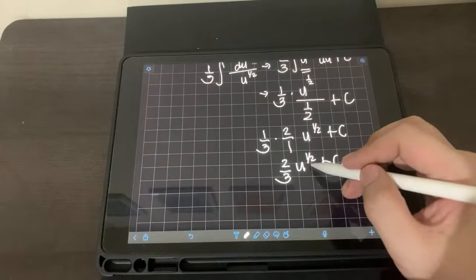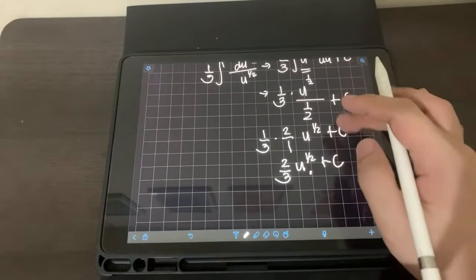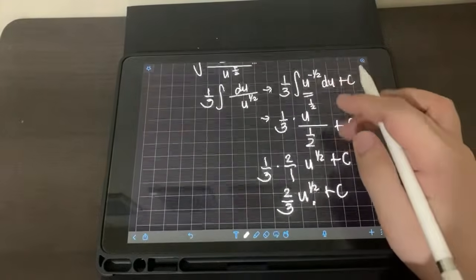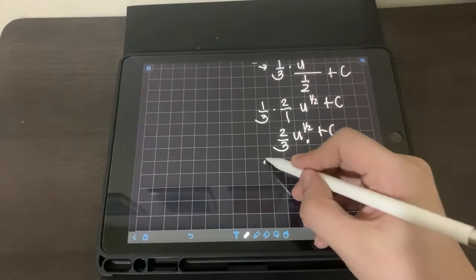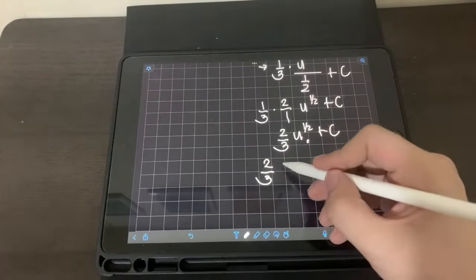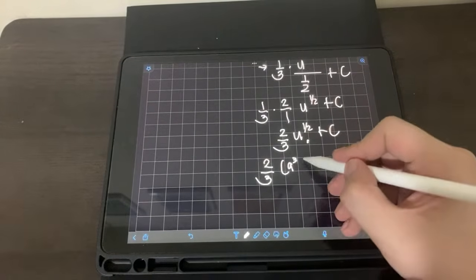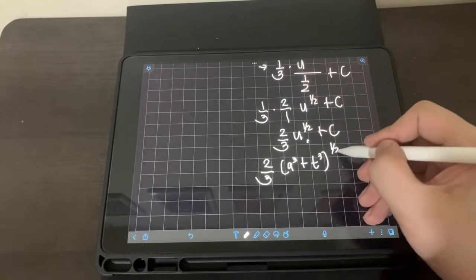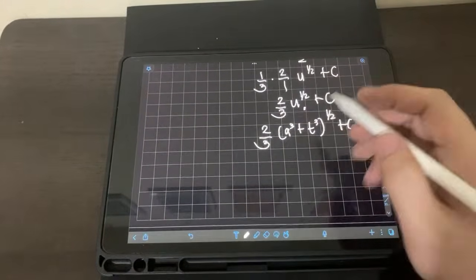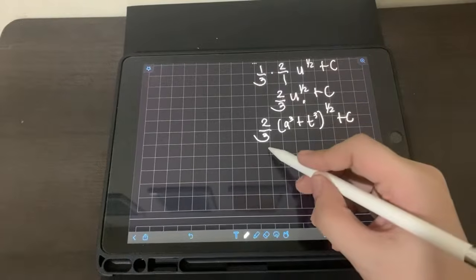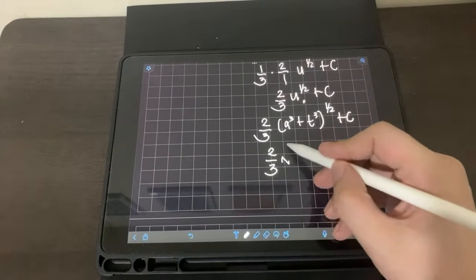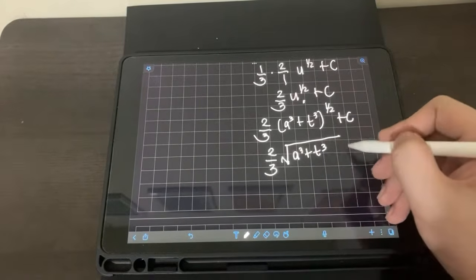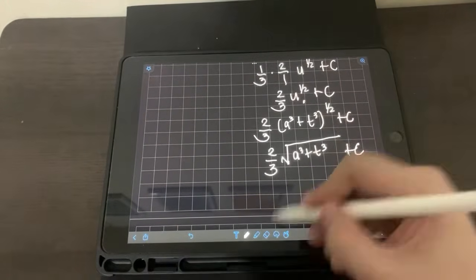And then, you can transform back the u in terms of x. So, it is equal to a cube plus t cube. So, the final answer will be 2/3 times a cube plus t cube raised to 1/2 plus c. Or you can write raised to 1/2 as a radical. 2/3 is the square root of a cube plus t cube plus c.